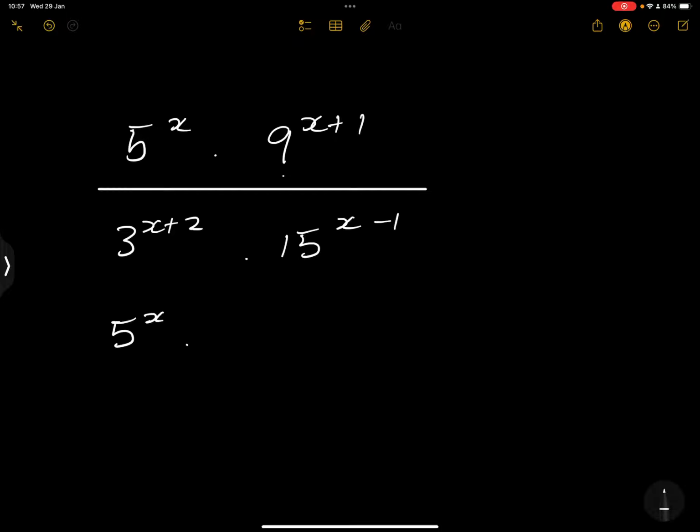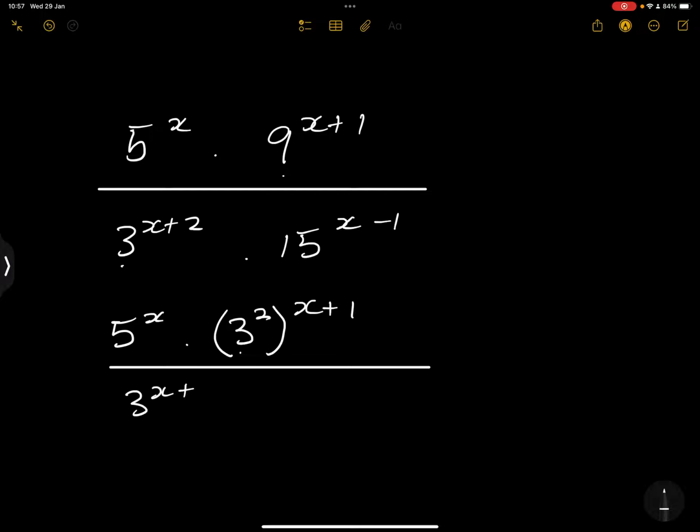9 is not a prime number, but I can write down 9 as 3 squared. And remember, 3 is a prime factor in this case, so that's 3 squared, and that's x plus 1. Now we're going to apply the laws of exponents. Right, so we've got 3, which is a prime factor, so that's 3 to the power of x plus 2 multiplied by 15.